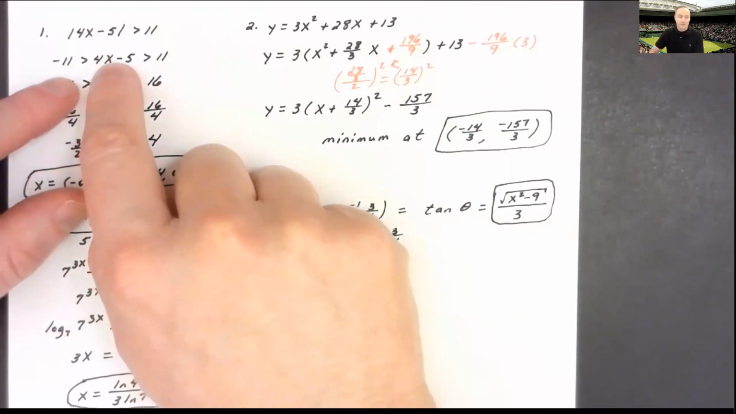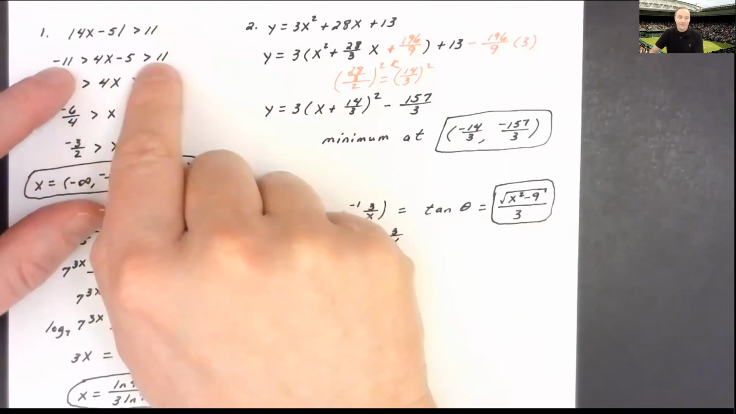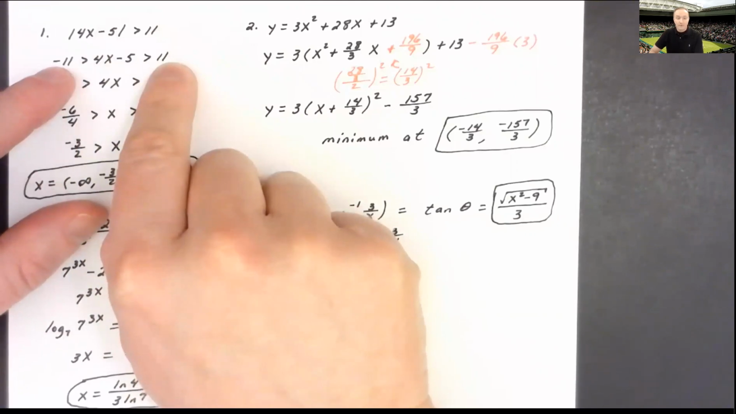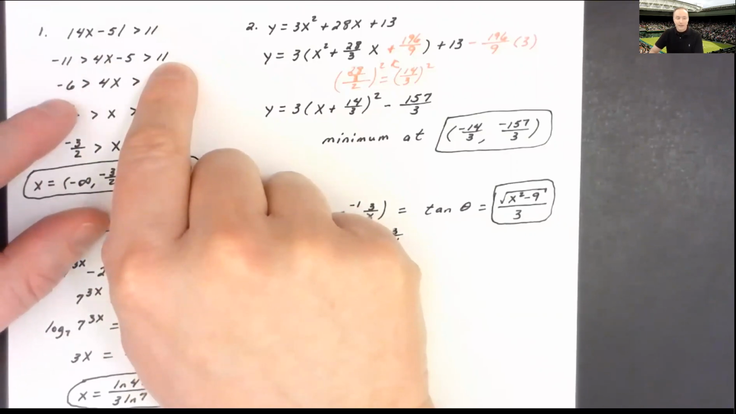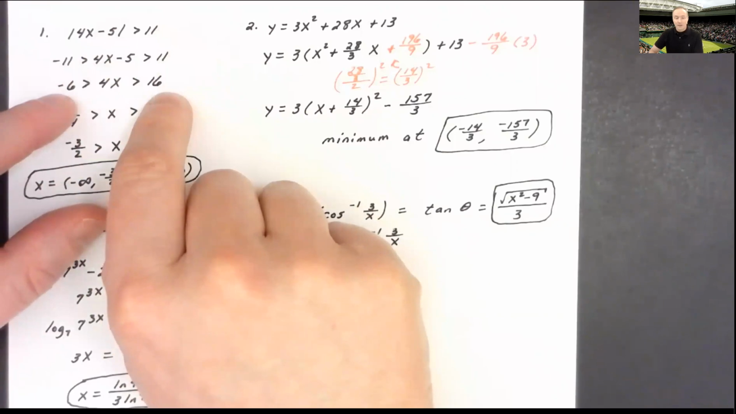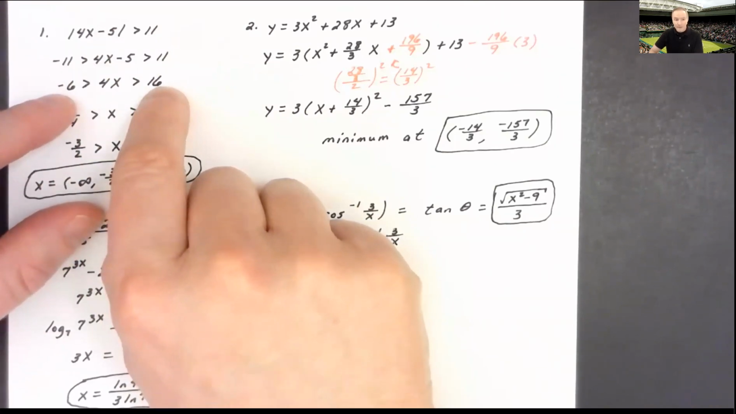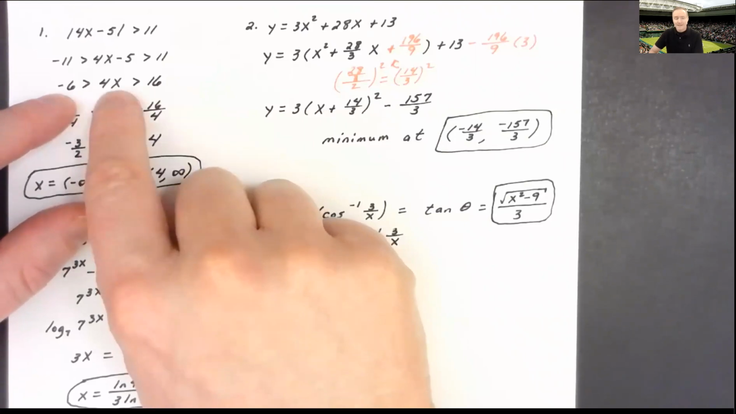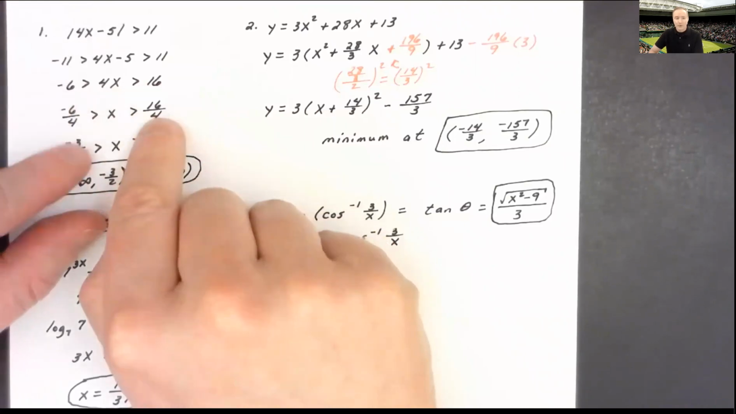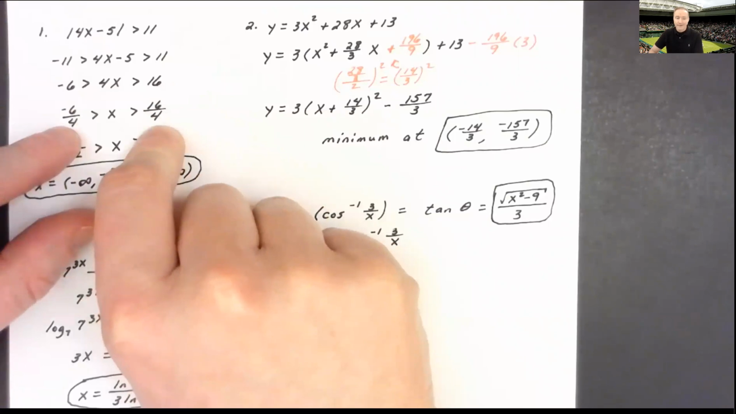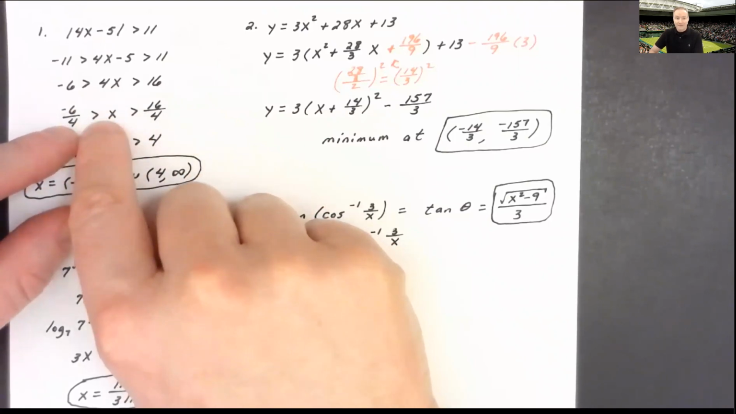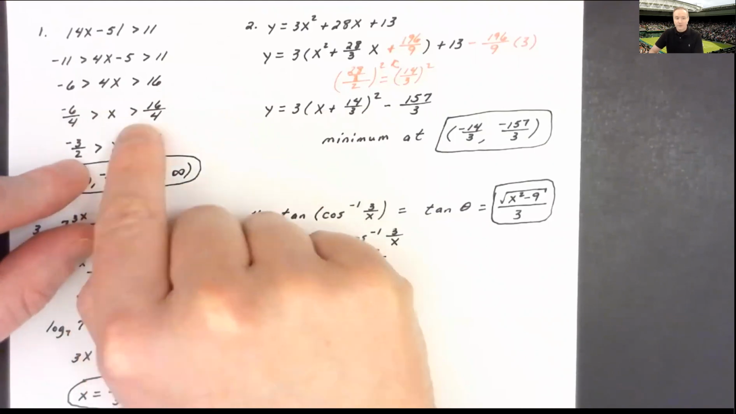Now, solve for x. So we'll add 5 to each part of our inequality. That gives me negative 6 is strictly greater than 4x, which is strictly greater than 16. Then I can go in and isolate x by dividing by 4 everywhere. And then, of course, that should be reduced down. x is going to be less than negative 3 over 2, but greater than 4.